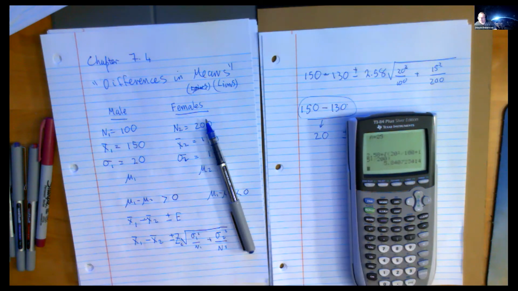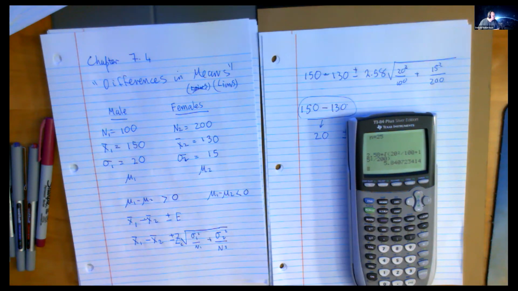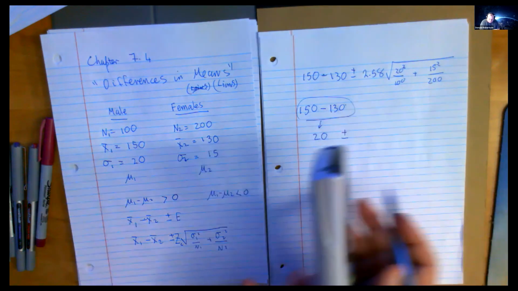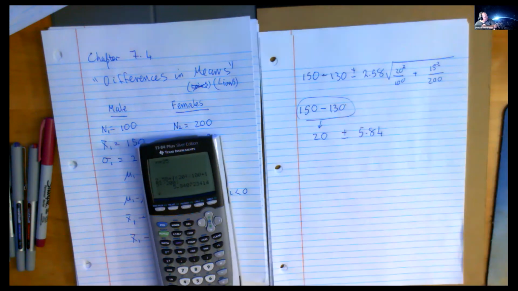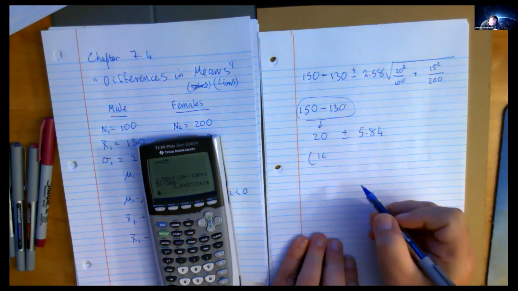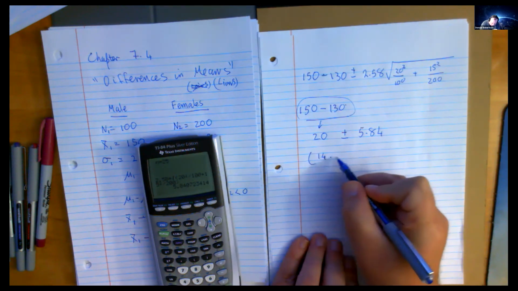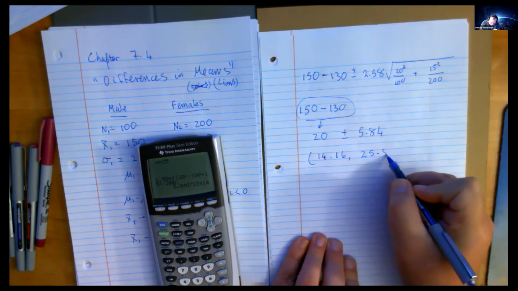And I'm looking at 5.84. Does that look good? Got a nod, I'm using it. Isn't that 5.84 called the margin of error? Now let's see what that boils down to. That boils down to 14.16 and 25.84.